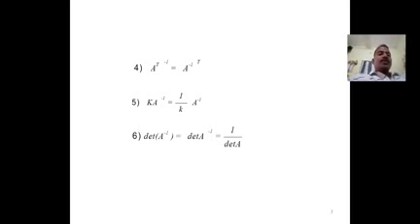A transpose whole inverse is A inverse whole transpose. It means that whether we take the transpose before or after the inverse, it will remain the same. K A whole inverse is 1 by K into A inverse. Determinant of A inverse is 1 by determinant of A.